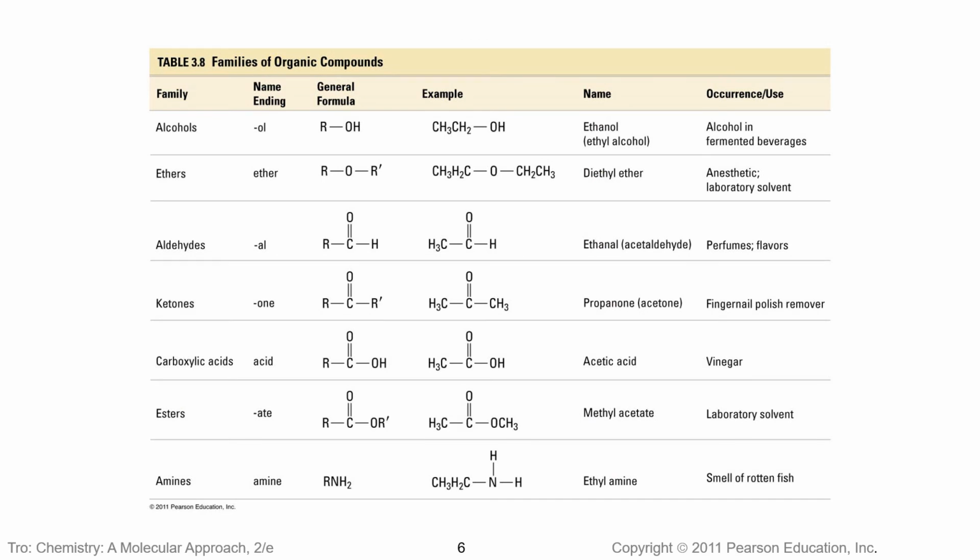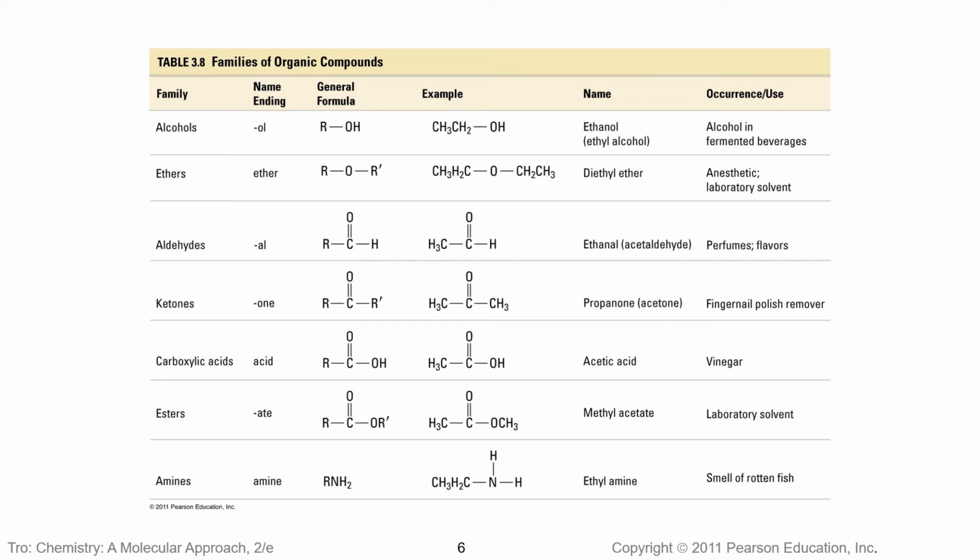Functionalized hydrocarbons. These are, again, organic compounds that now have other elements in them. Typically oxygen, but we can also have nitrogen, sulfur, and phosphorus. So one of the most common functionalized hydrocarbons that you might be familiar with is ethanol. Ethanol is the alcohol that you drink in fermented beverages.